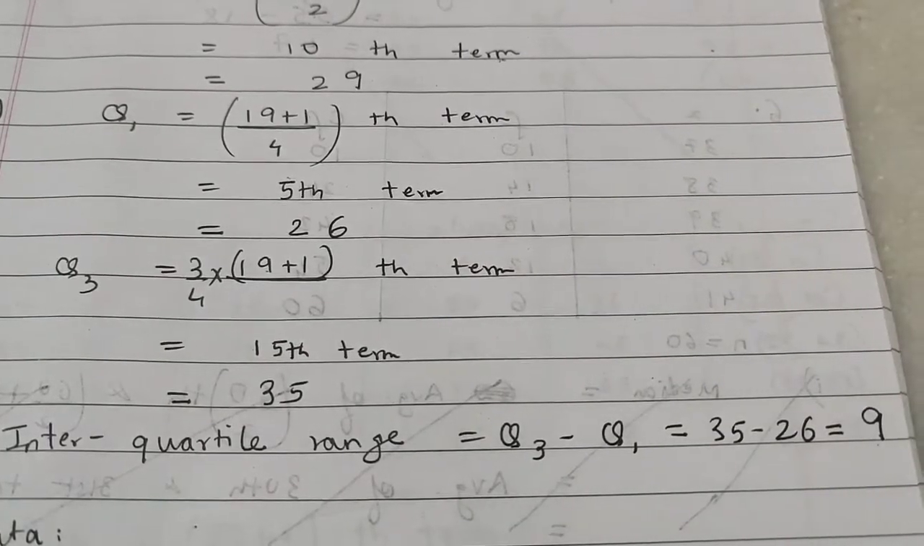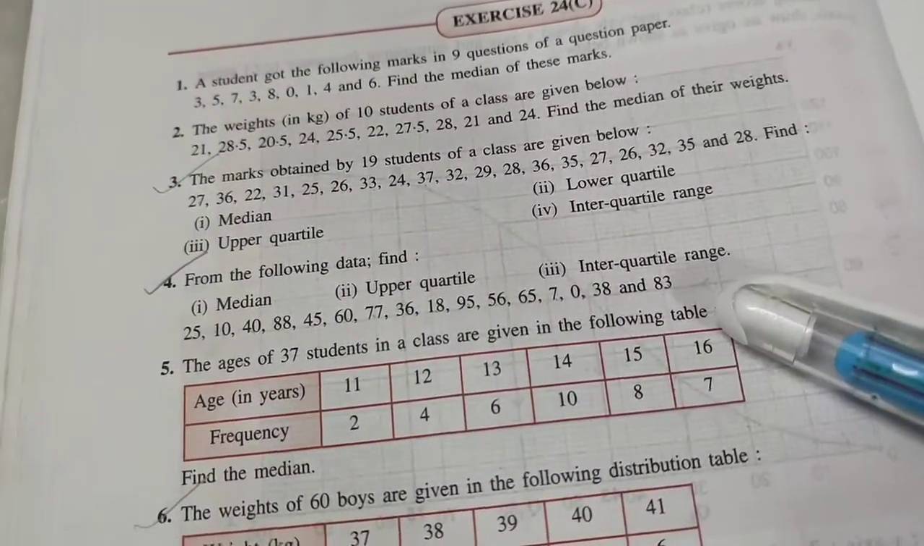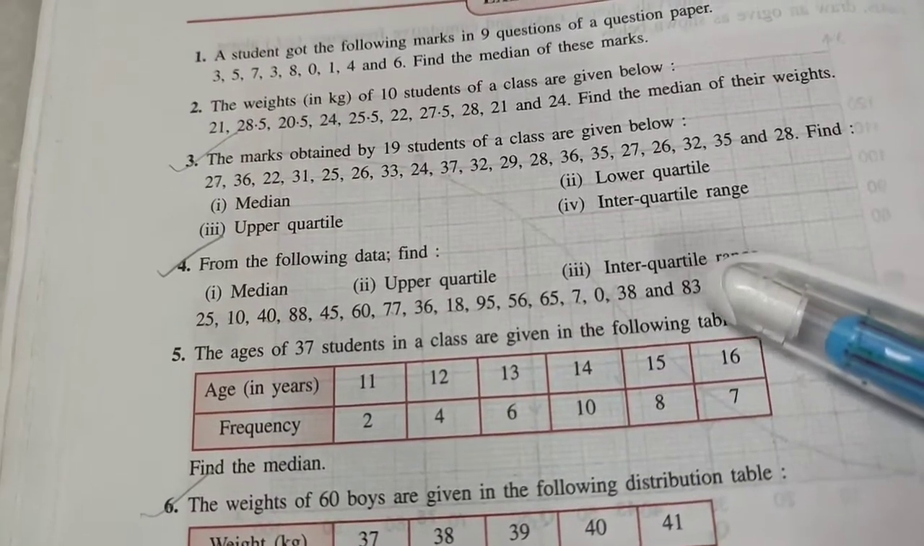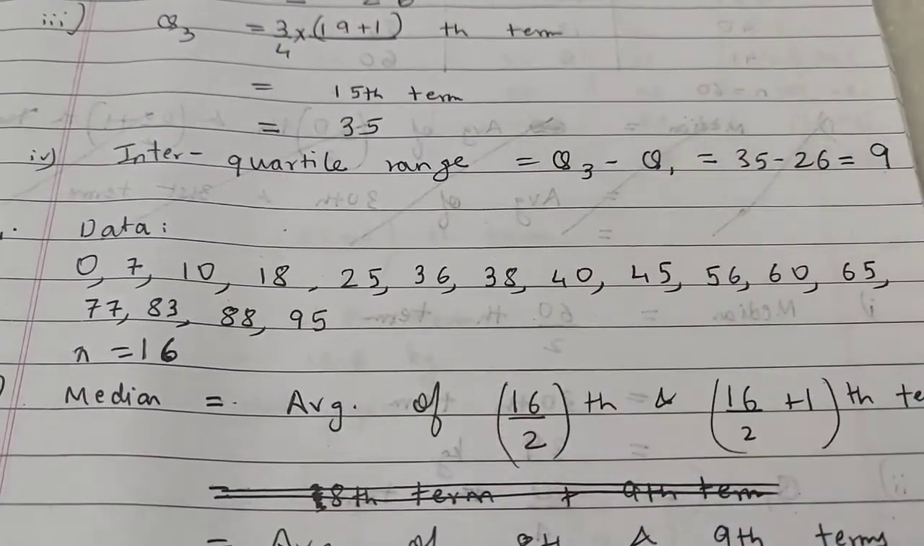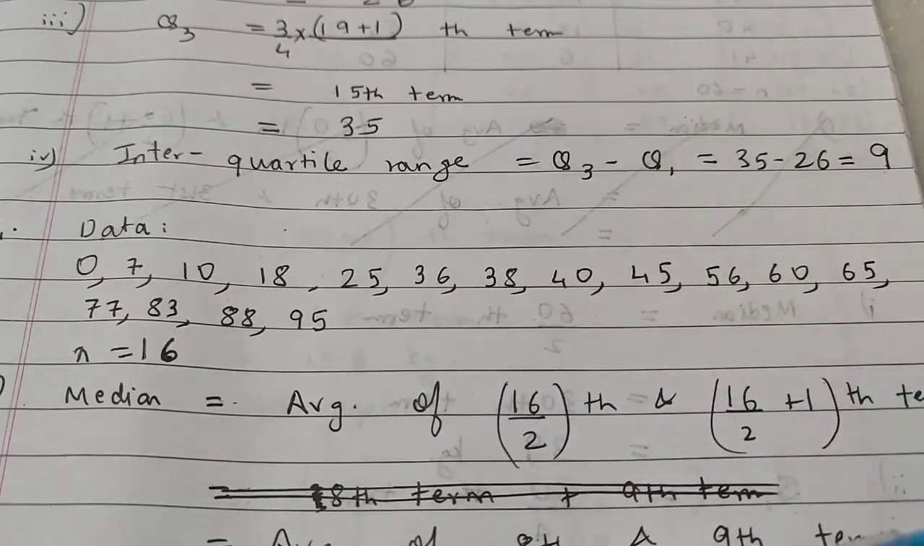Now the 4th sum is similar. Again, the data was given. They've asked for median, upper quartile and interquartile range, for which we'll have to find the lower quartile first, obviously. So here I'll first arrange it in ascending order. Now be very careful while writing it, because if you make one silly mistake here, then the entire sum goes wrong.